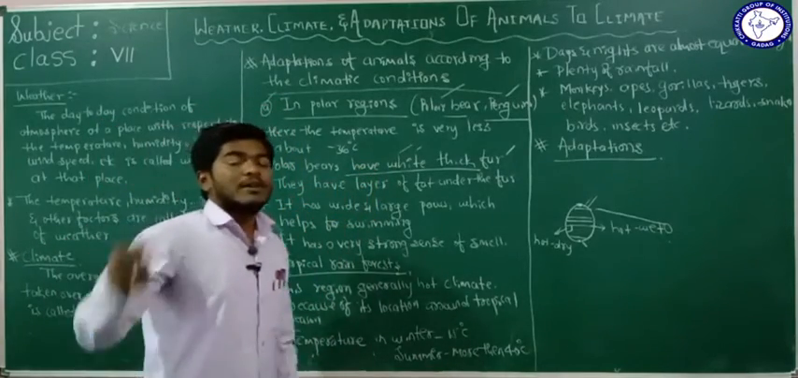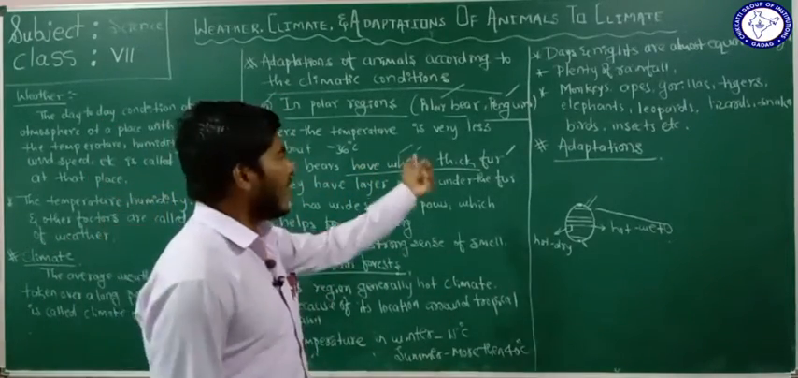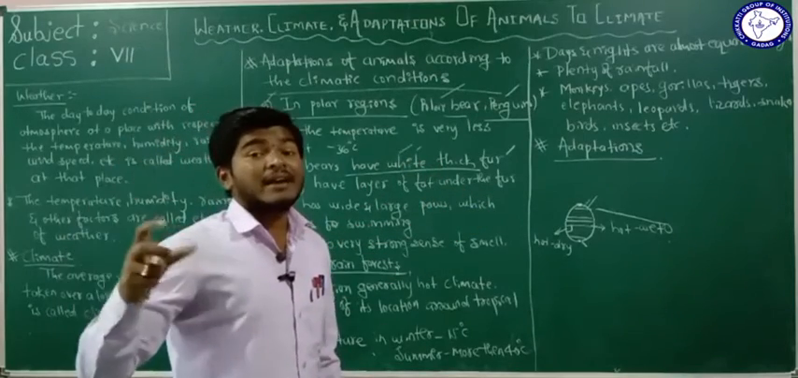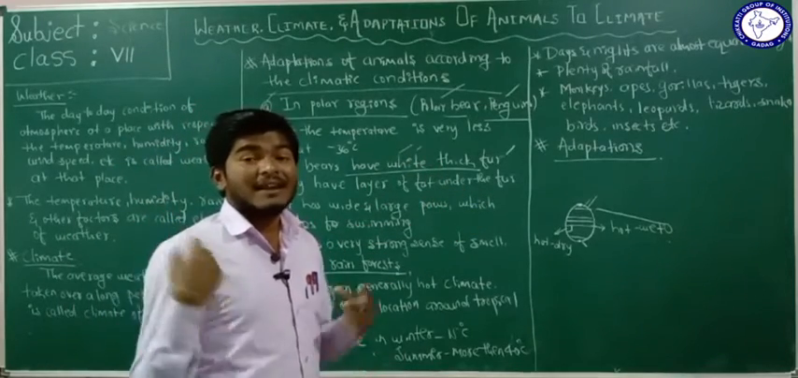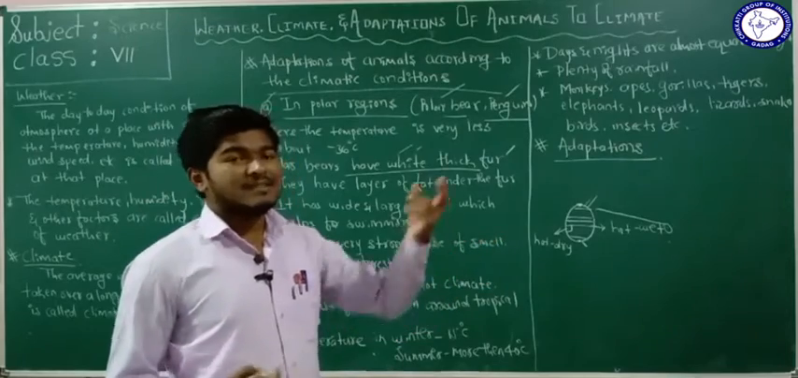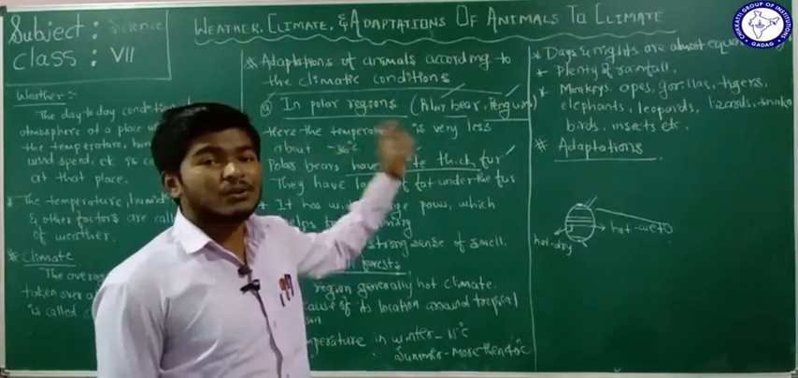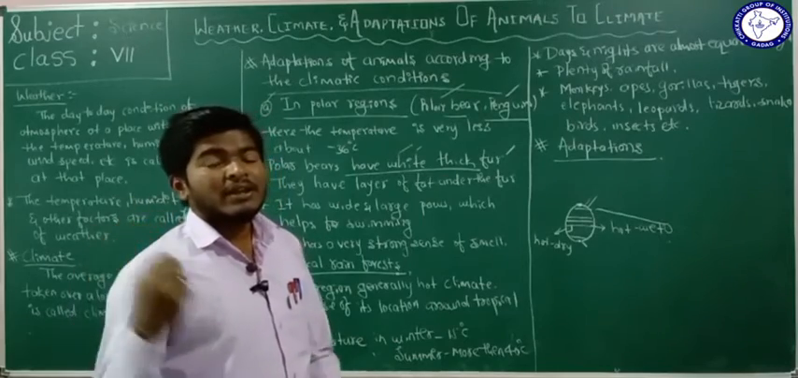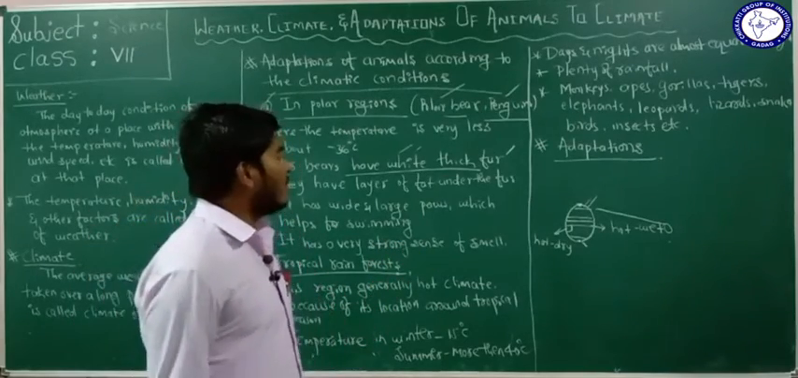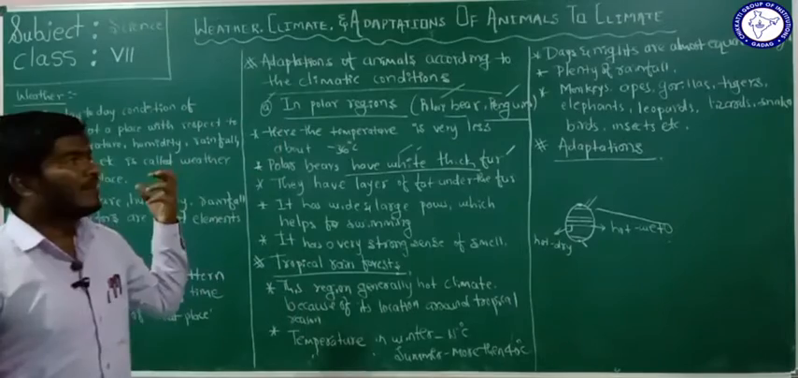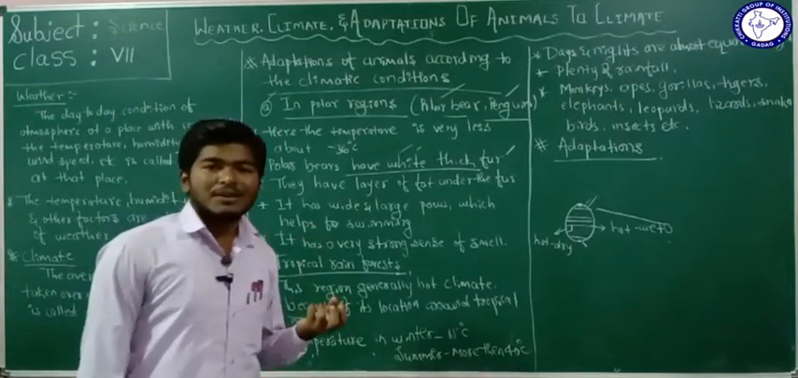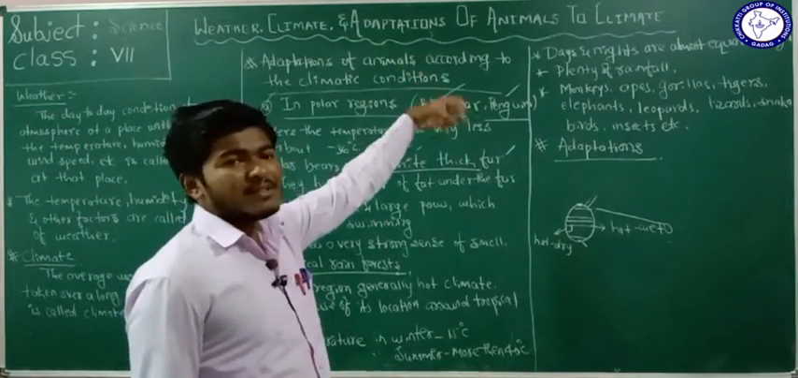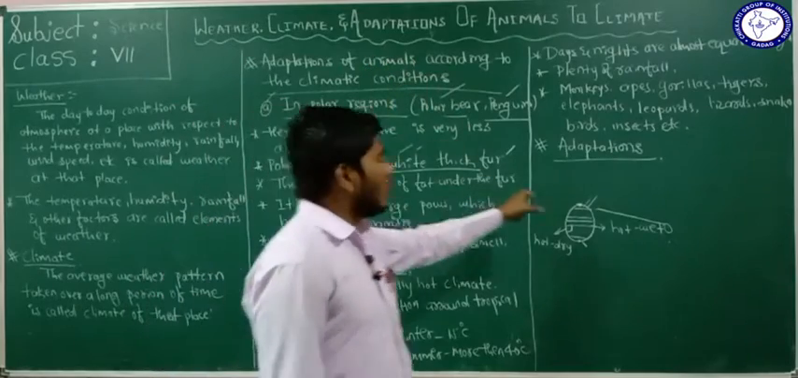And also the penguins always have a thick fat layer on their body, because as I told already, fat is a good insulator and it can provide heat to the body, which will be saved from the cold temperature. So these are some of the adaptations which we see in the animals which live in the polar regions.